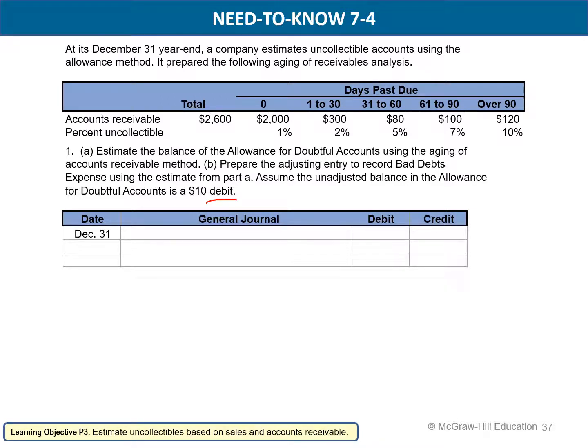Let's do this. I get my handy dandy calculator out here. Nobody laugh at me.